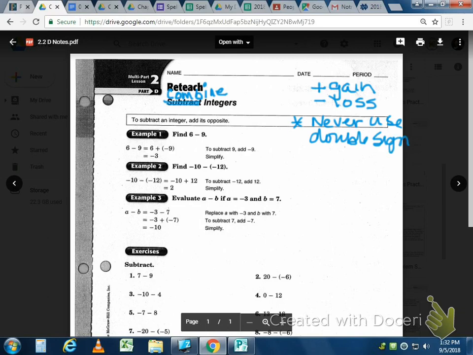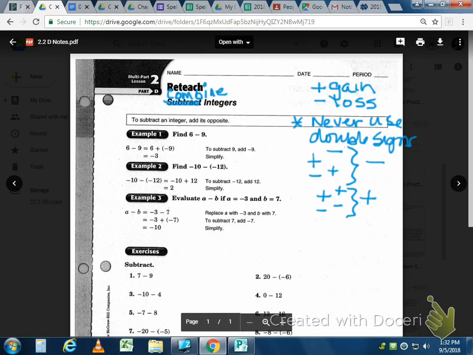And the other thing that we're going to say is never use double signs. Never use double signs. When the signs are different, you change it to one sign. What sign do you change it to? Everybody, you should know. Minus. And if the signs are the same, you change it to plus.